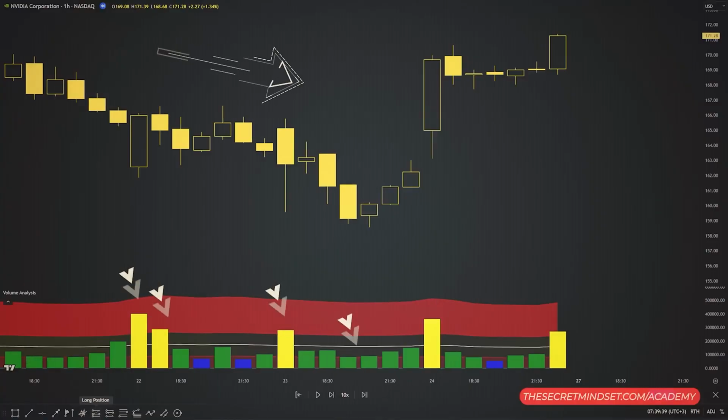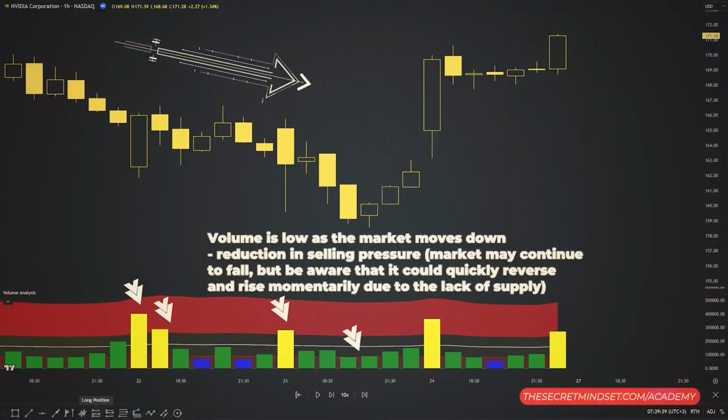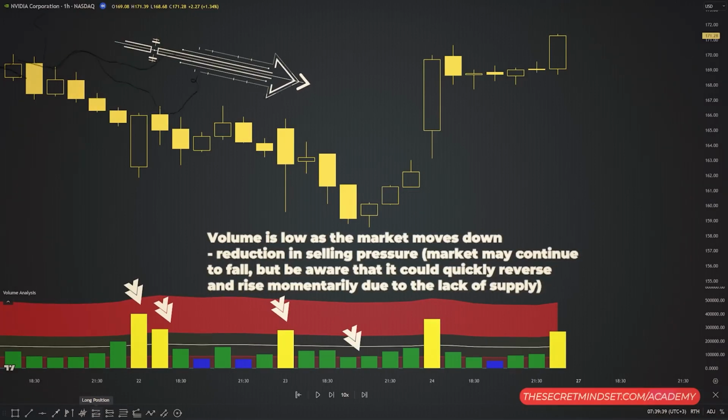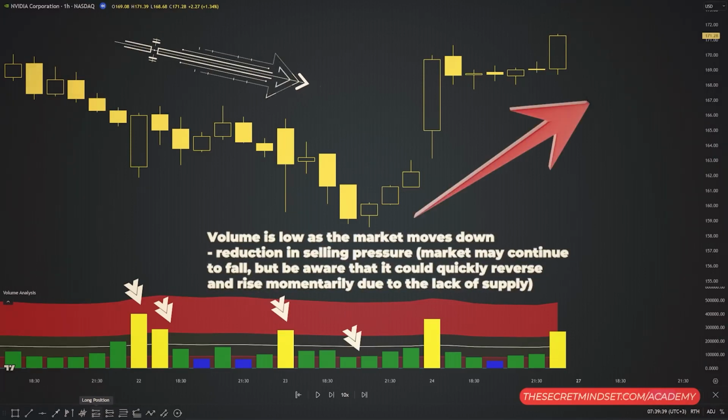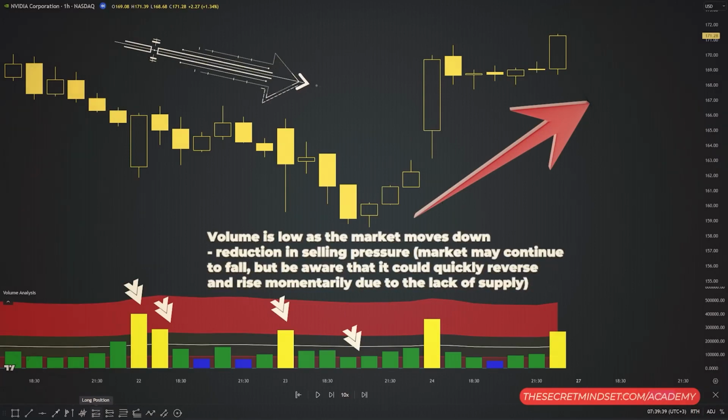If you notice the volume drying up on down bars, it indicates a reduction in selling pressure. The market may continue to fall, but be aware that it could quickly reverse and rise momentarily due to the lack of supply. Decreasing volume on down bars suggests that there is no significant professional interest in further downside movement.